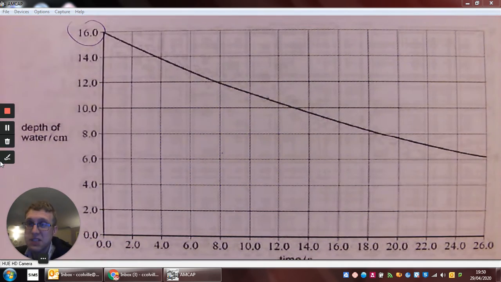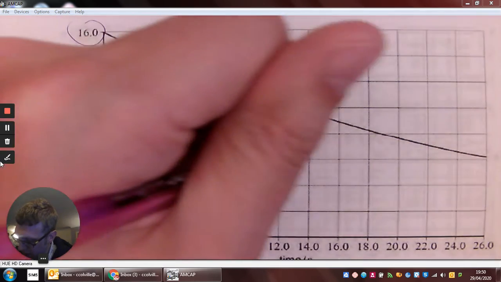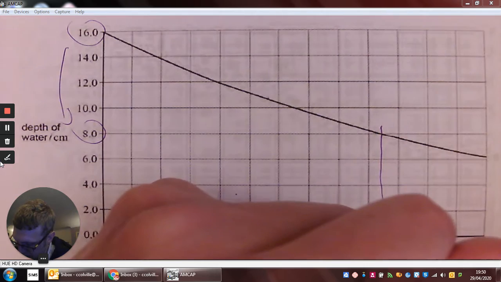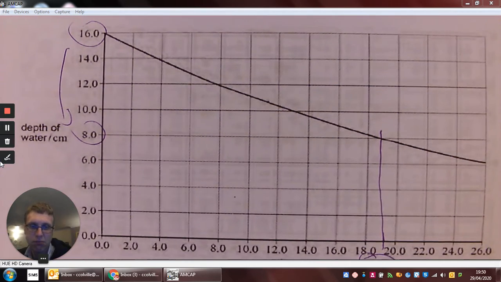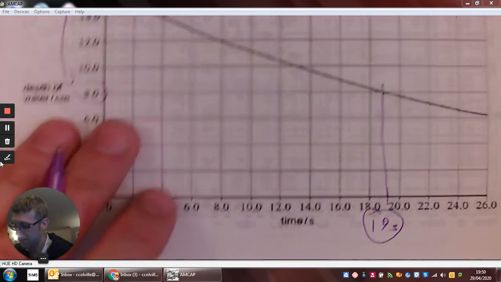So I started off at 16, my half value would be 8. Going across here, that is going to be 19 seconds. So 19 seconds is my half-life. Let's see if that bit of information comes in handy.